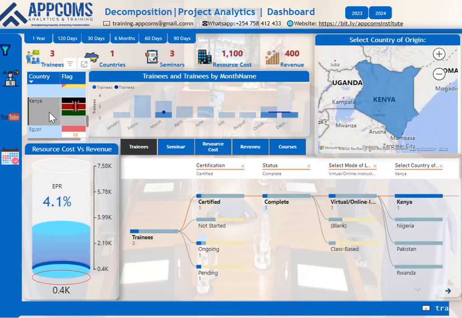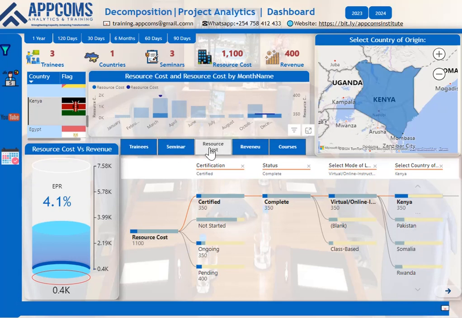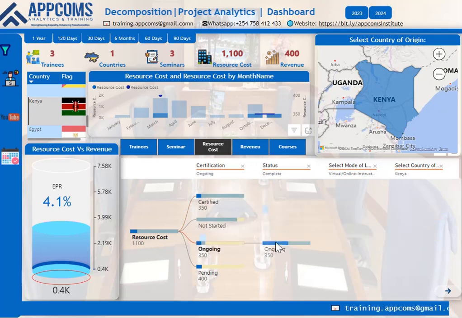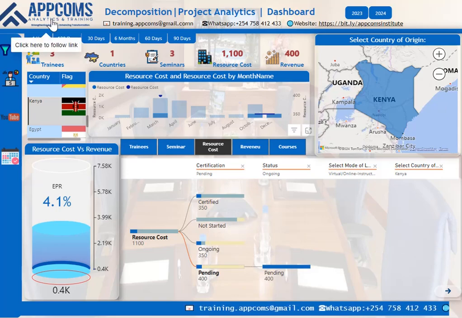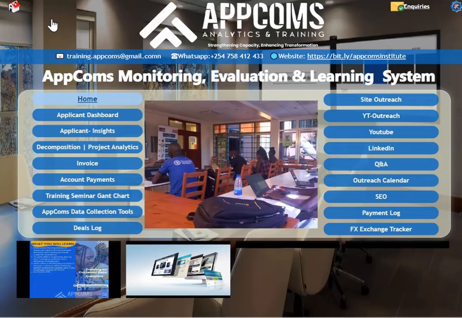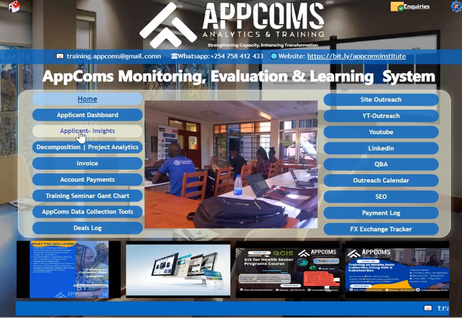In summary, leveraging decomposition visuals in Power BI can help businesses gain deeper insights into their data, identify trends and patterns, conduct root cause analysis, compare performance across different segments, and enhance reporting and presentation capabilities. By effectively utilizing these visuals, organizations can make more informed decisions and drive better business outcomes.